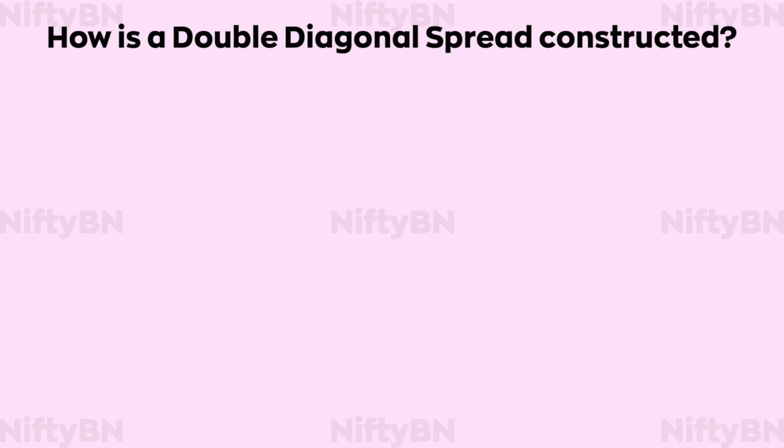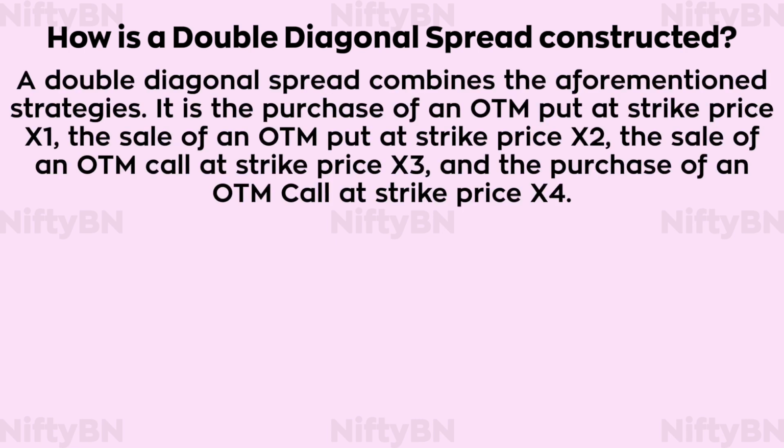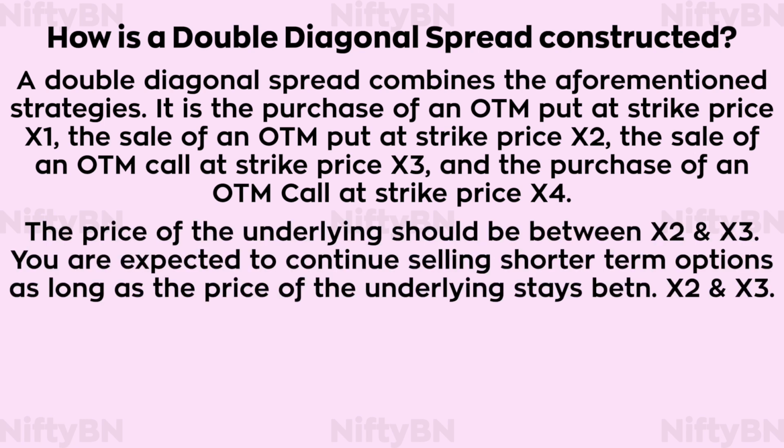So how is a double diagonal spread constructed? A double diagonal spread combines the aforementioned strategies. It is the purchase of an out of the money put at strike price X1, the sale of an out of the money put at strike price X2, the sale of an out of the money call at strike price X3, and the purchase of an out of the money call at strike price X4. The price of the underlying should be between X2 and X3.